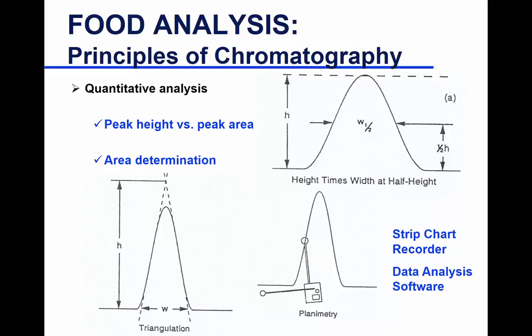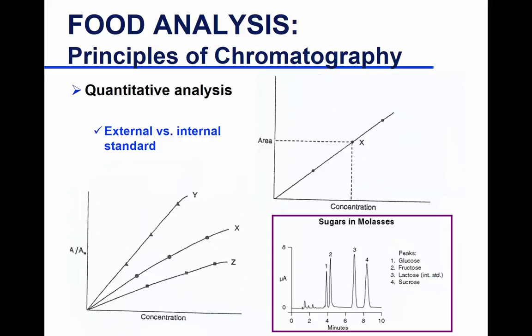A very, very long time ago, people used to use a strip chart recorder. It's no longer used. You have graphing paper and then you use a strip chart recorder to record your dimensions. Even before that, people used to take graph paper, cut it, and weigh it. So primitive ways, but no longer exist. Now you have software that does this for you. So you get your peak area.